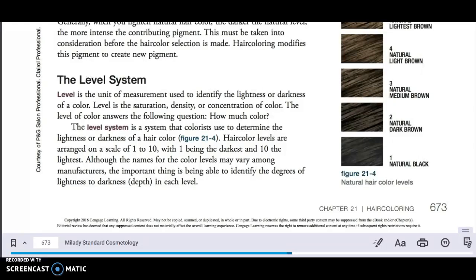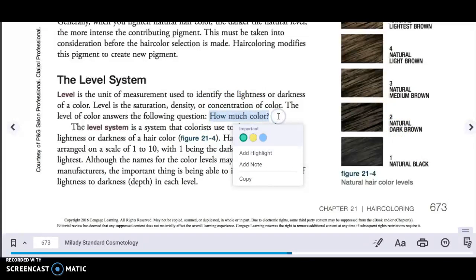And then I think I'm going to stop because I don't want this to get too long. The level system. Level is a unit of measurement used to identify the lightness or darkness of a color. Level is a saturation, density, or concentration of color. The level of color answers the following question: how much color? So when you think of this, you want to think about how much color.